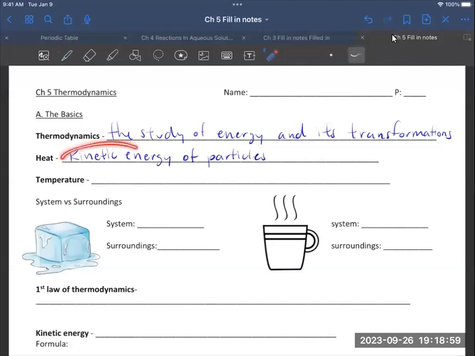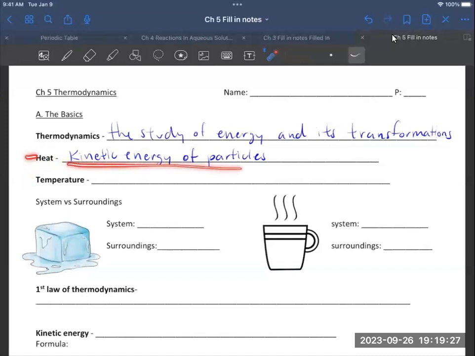Okay, so if you haven't gotten a refresher on that, kinetic energy is the energy of motion. And so when we're talking about heat, we're talking about, are the particles moving fast? Are they moving slow? If you take physics, you're going to talk about heat in terms of the transfer of kinetic energy. But for chemistry purposes, we're just going to talk about the basic kinetic energy of the particles involved.